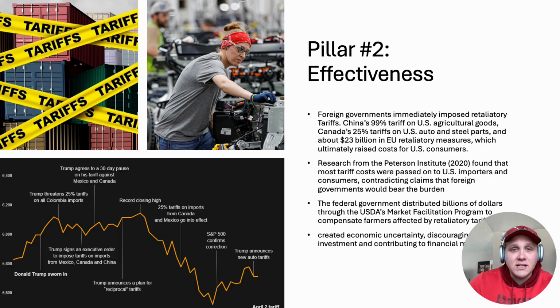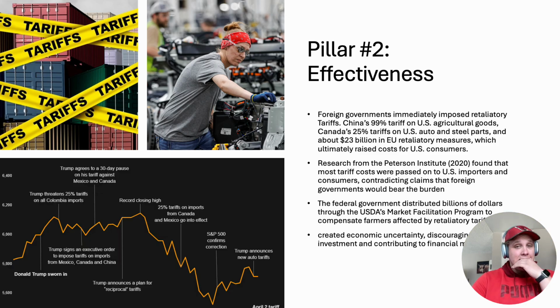So, obviously foreign governments immediately imposed retaliatory tariffs, right? And research from the Peterson Institute found that most of the tariff cost is not going to the other countries, right? It's going to U.S. consumers, which contradicts the claim that the administration gave, right? They were saying, we're going to make so much money from all these other countries. No, you're making money on constituents, right? You're making it on basically a tax that people are paying for, right?